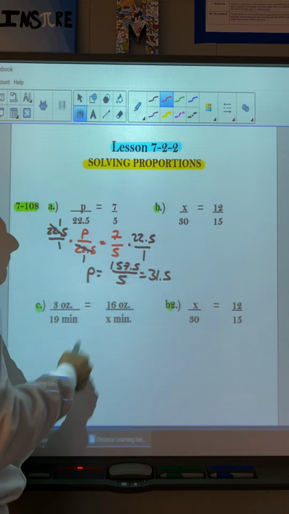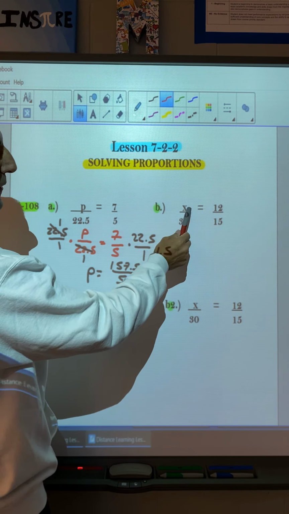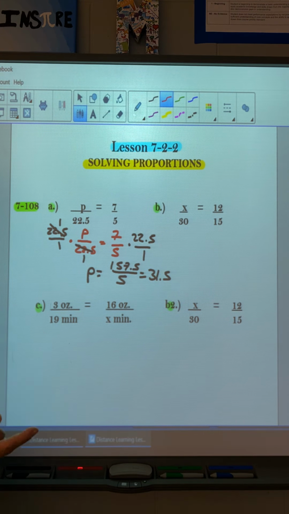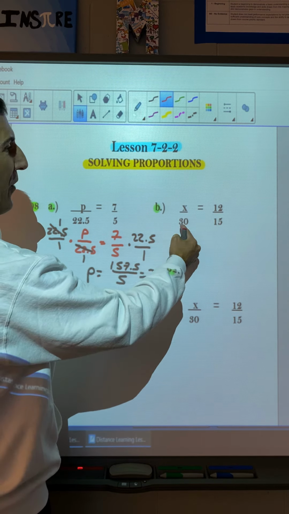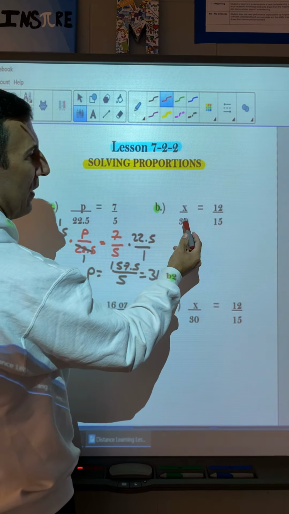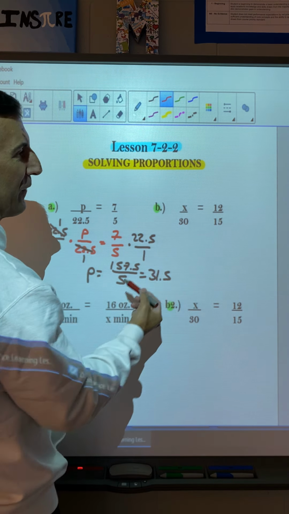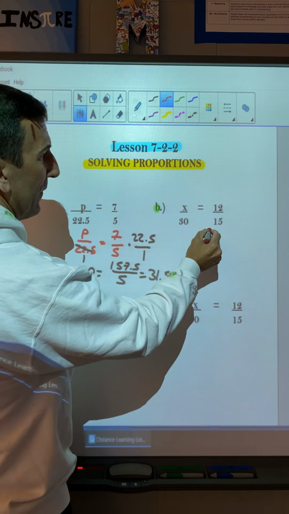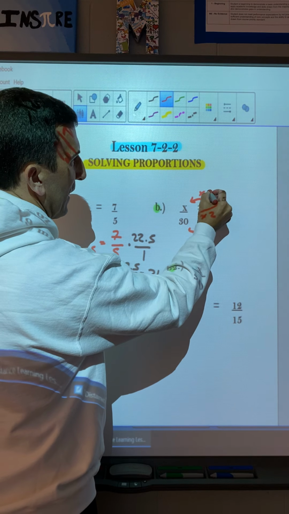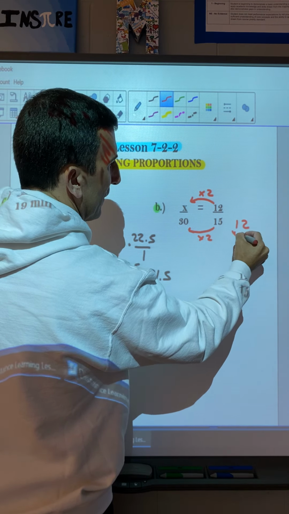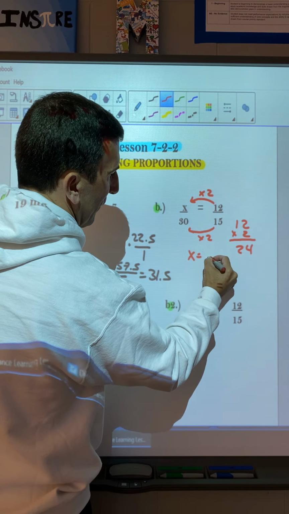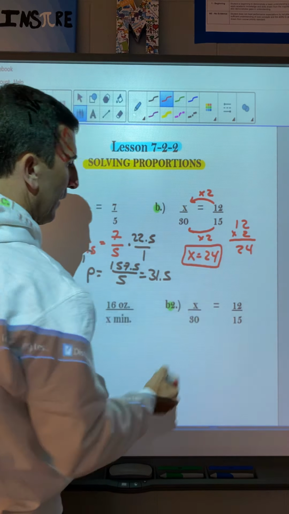Okay, for B, I have x over 30 equals 12 over 15. Now, what just clicked into my head is, wait a minute, 30 and 15 are like cousins there. How do I get from 30 to 15? Yep, just simply we multiply by 2. So why don't we just multiply by 2 on the top side? So what's 12 times 2? Good. So x equals 24. So that one's pretty easy.